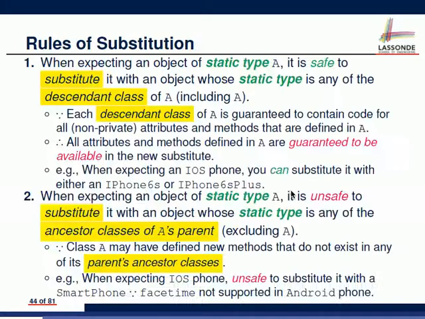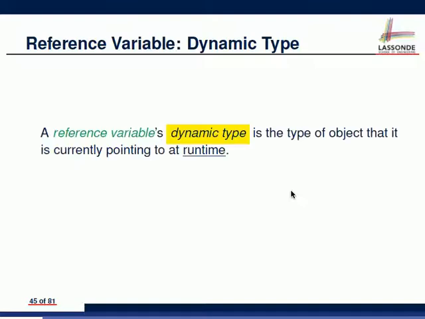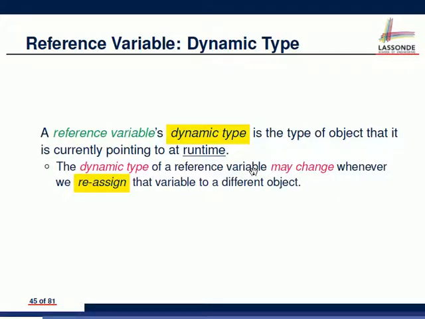Okay, guys, any questions about static type before I move on to dynamic types? Are we okay? Okay. Now, dynamic type is slightly more complicated because, as opposed to static type, which never changes, dynamic type can change anytime you like. A reference variable's dynamic type is the type of object it is currently pointing to at runtime.